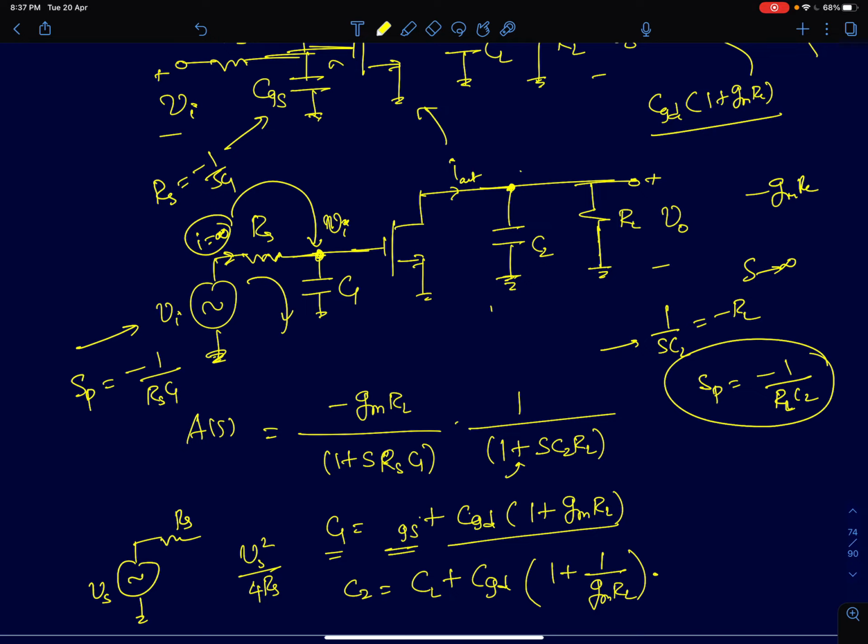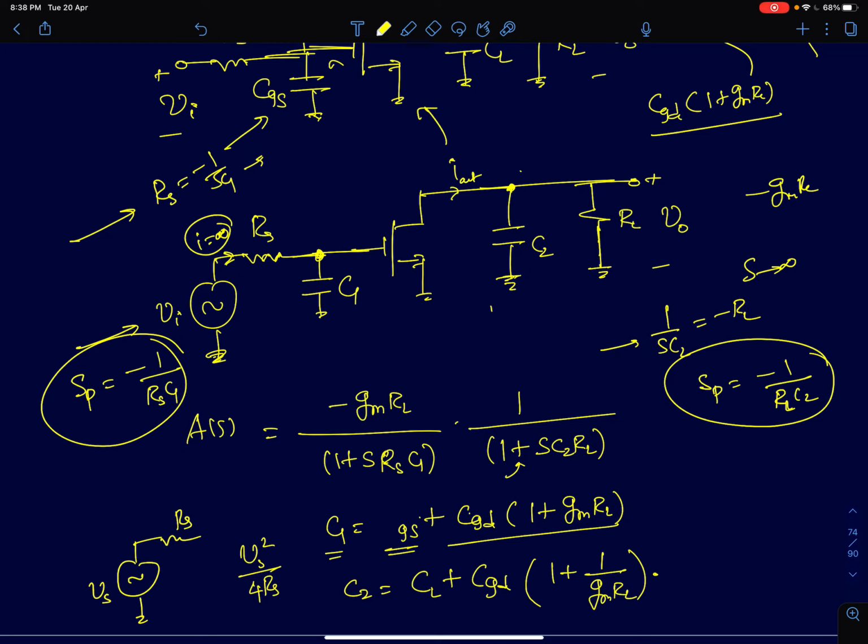For DC, the capacitor's impedance is infinity. But at this value of s, s equals minus 1 by RSC, the impedance is finite. So with a finite impedance, an infinite current flows through it, and the voltage will become infinity. So this was the other condition. So we get the pole expression as minus 1 by RSC1.